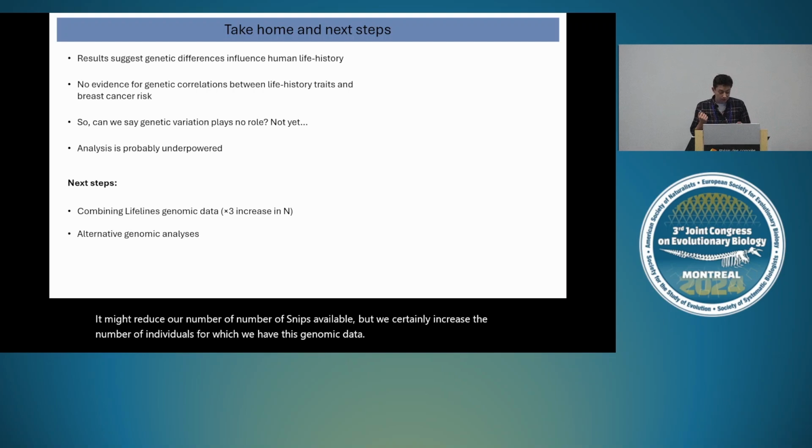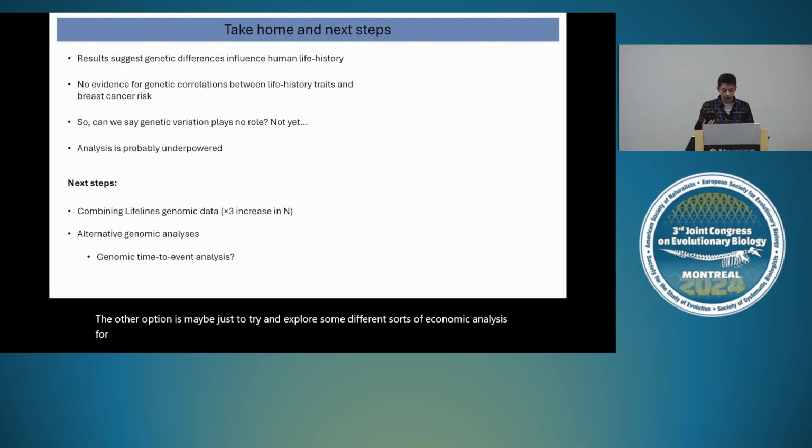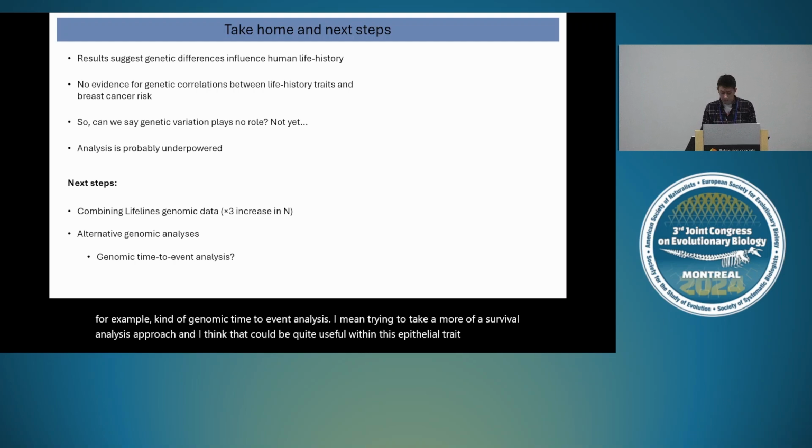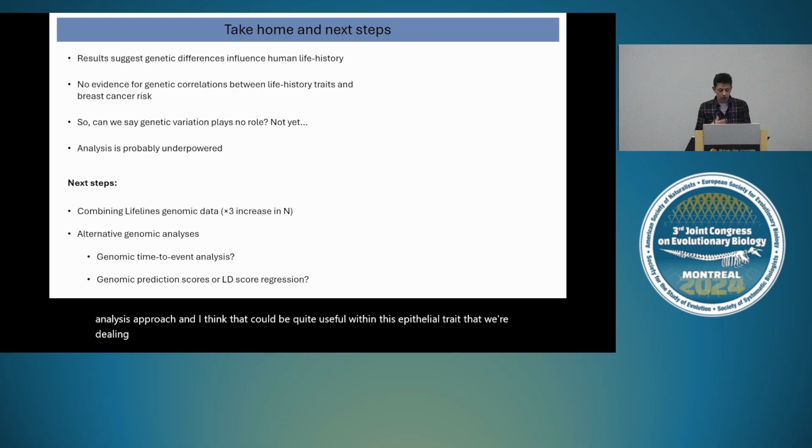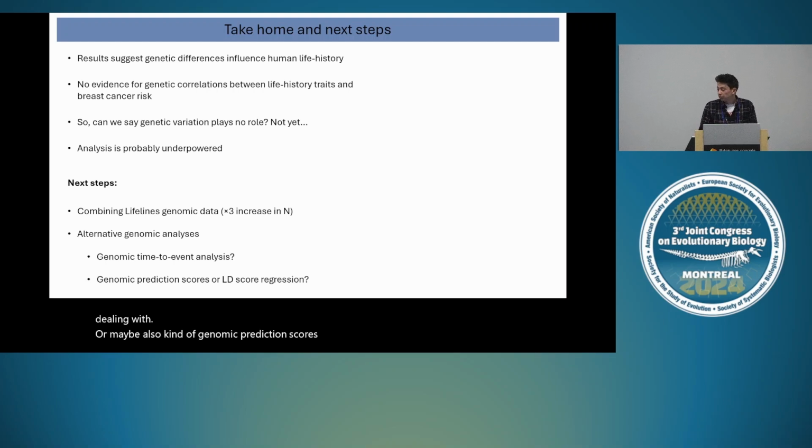The other option is to explore some different sorts of genomic analyses, for example, a genomic time to event analysis, taking more of a survival analysis approach, and I think that could be quite useful within this particular trait that we're dealing with. Or maybe also genomic prediction scores or linkage disequilibrium score regression.